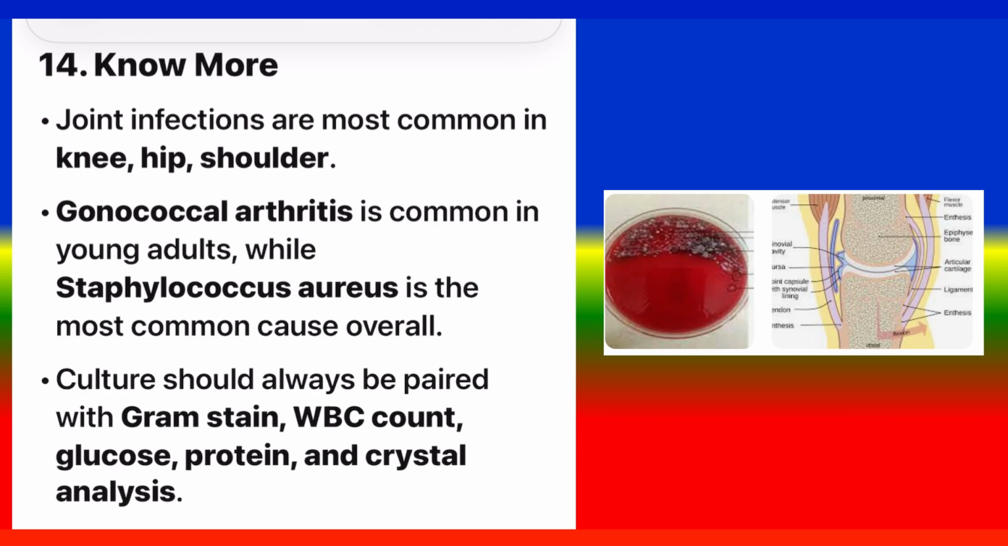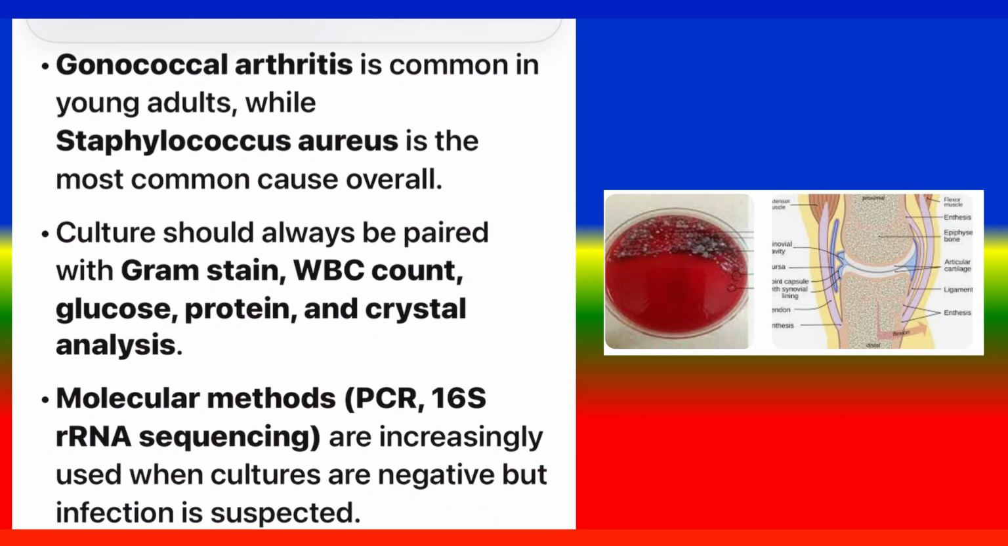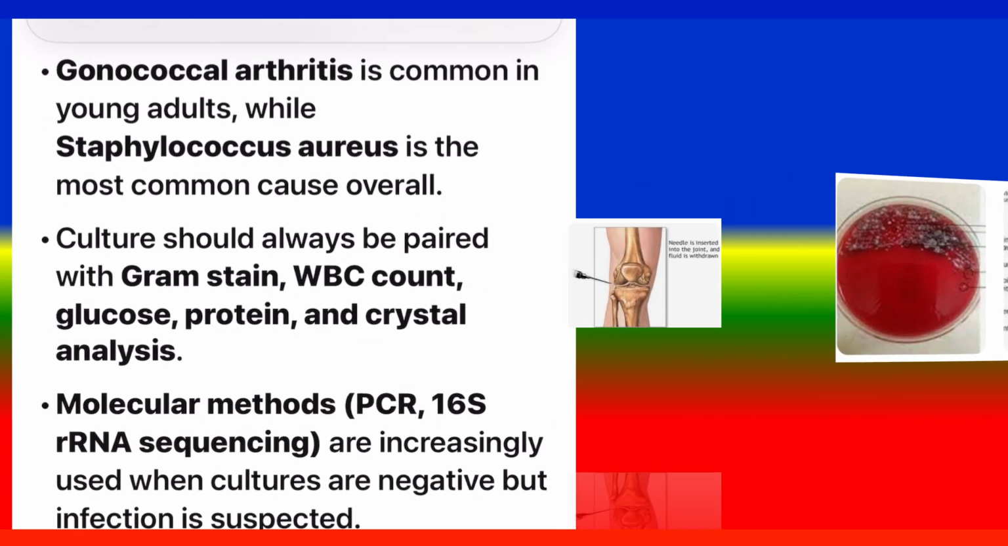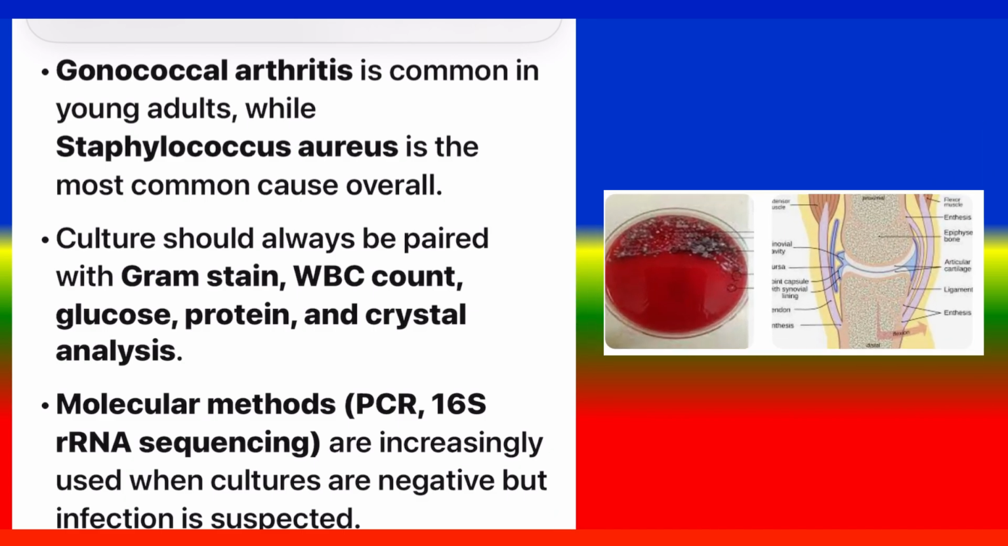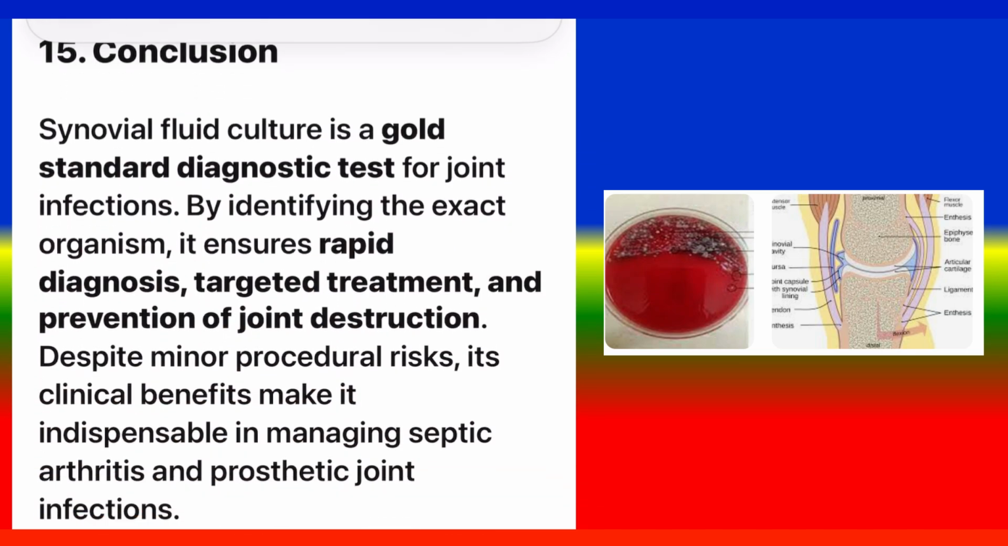14. Know more. Joint infections are most common in the knee, hip, shoulder. Gonococcal arthritis is common in young adults, while Staphylococcus aureus is the most common cause overall. Culture should always be paired with Gram stain, WBC count, glucose, protein, and crystal analysis. Molecular methods, PCR and 16S rRNA sequencing, are increasingly used when cultures are negative but infection is suspected.